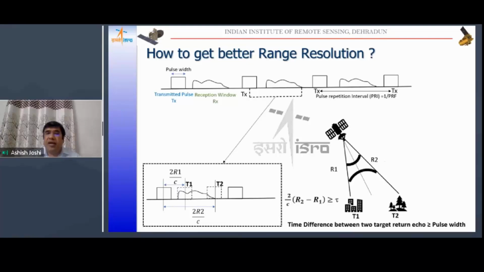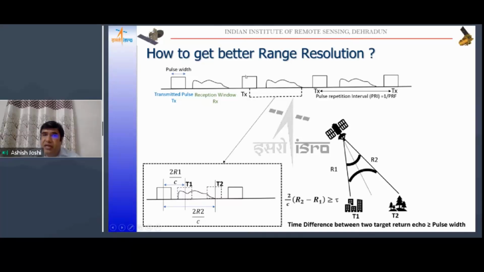Now, how to get a better range resolution in case of SAR. Okay, so there we can understand. This is called one pulse, and this is the pulse width. This is the first pulse, the second pulse, third pulse. So it is called the transmitted pulse. Now first, second, third, fourth, and this is called the reception window. In this window the receiver will receive the pulse. The time between two pulses is called the PRI, and PRF is given by 1 by PRI.